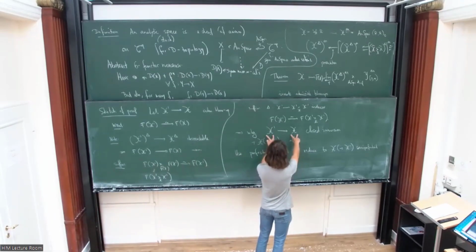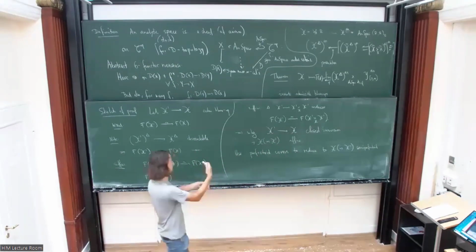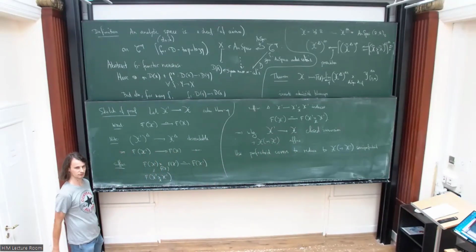Yeah, so something also needs to be proved, that if I have a closed immersion which only kills p-torsion elements, then this induces a nice isomorphism on the generic fiber.